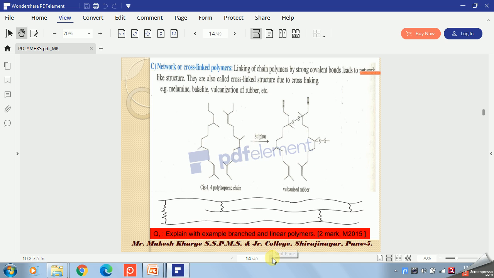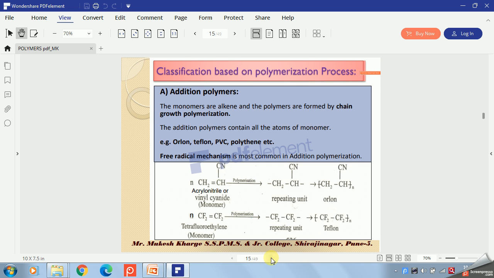Next classification of polymer is based on the polymerization process. How can a polymer be obtained, which is the process. The first one is addition polymers. The monomers are alkenes and polymers are formed by chain growth polymerization. So monomers get added together. Addition polymers contain all the atoms of the monomer.